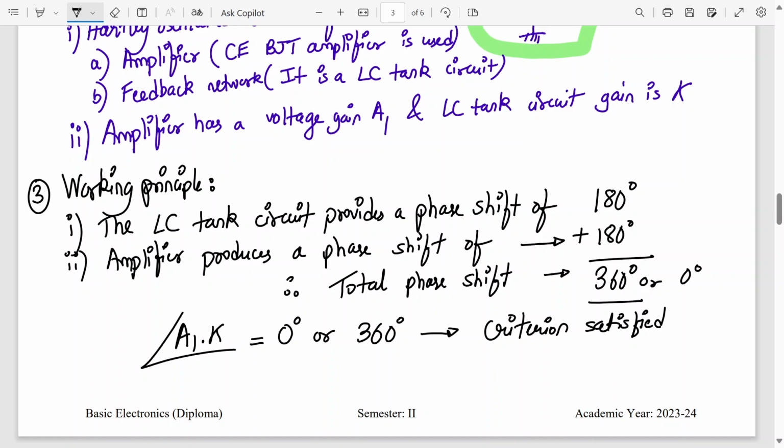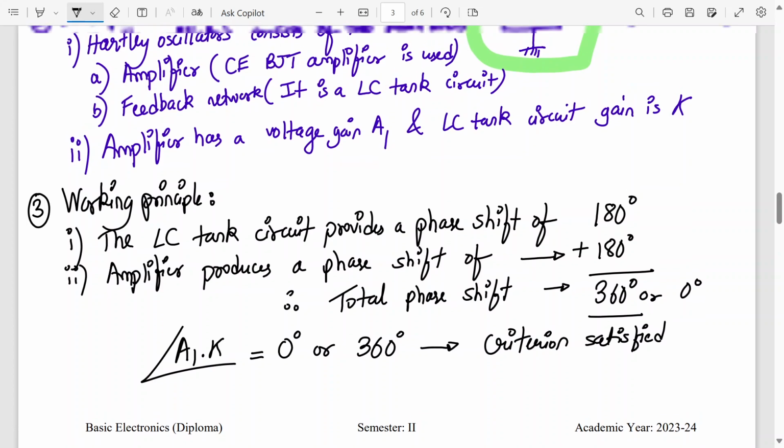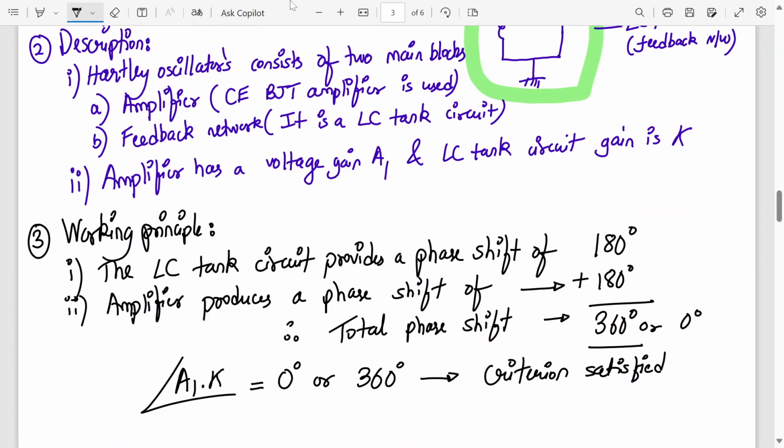Okay, are you understanding? Now, have you written up till here? Everyone, please respond, or do you require some time? So the working principle over here is the LC tank circuit provides a phase shift of 180 degrees between its input and output, and the amplifier produces a phase shift of another 180 degrees.